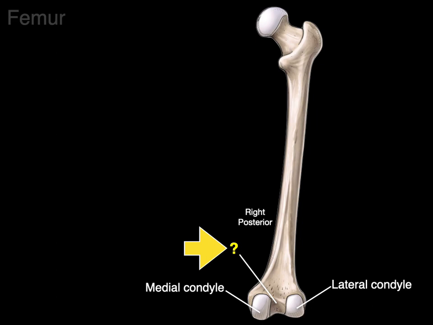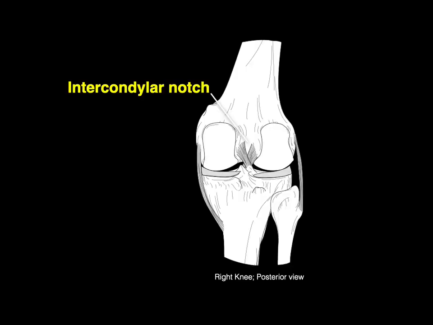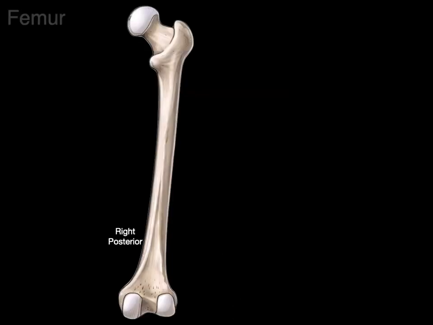Now, between the two condyles, we have a notch. We call it the intercondylar notch. On the femur, that's where attachments of the ACL and PCL occur. So there's that intercondylar notch, and there's the ACL and the PCL, and then they attach to the intercondylar eminence on the tibia. Okay, so now we're going to pivot.